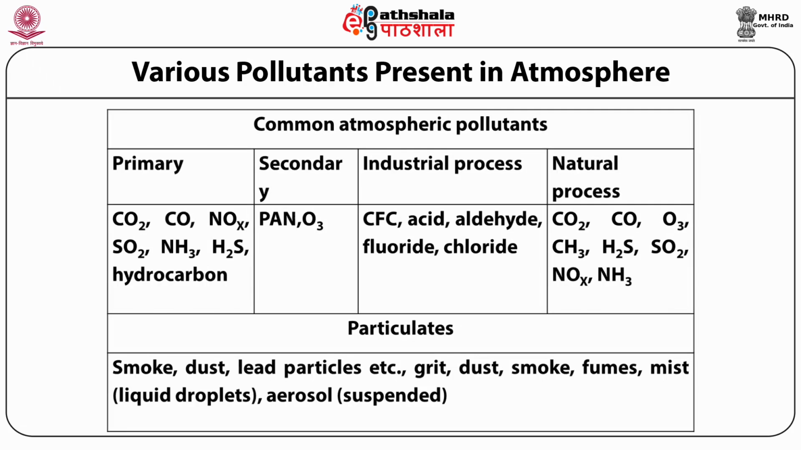This table represents various pollutants which are present in the atmosphere. Now you can see there are a number of pollutants which are divided into various types. First are the primary pollutants, which consist of carbon dioxide, carbon monoxide, nitrogen dioxide, etc. Secondary pollutants consist of PAN and ozone.